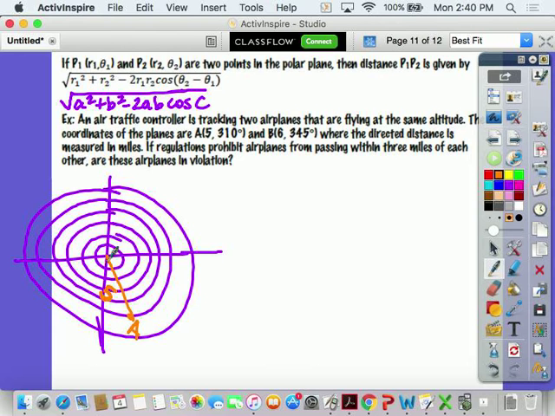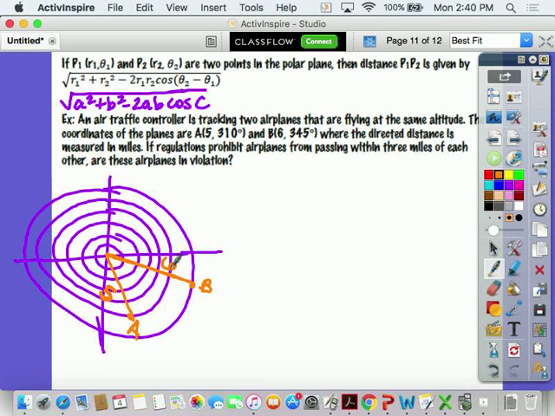B would be located in what quadrant? 4. How many rings over? 6. And it would be, of course, 345 degrees from the polar axis, that horizontal axis. This has a length of 6.